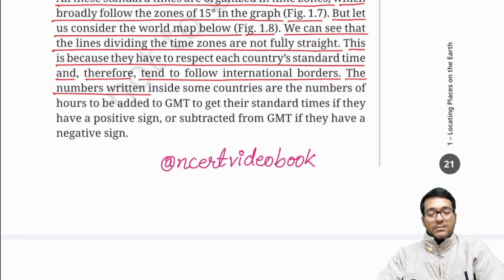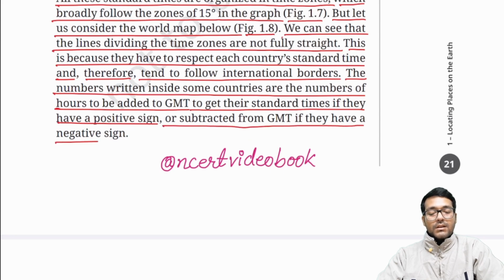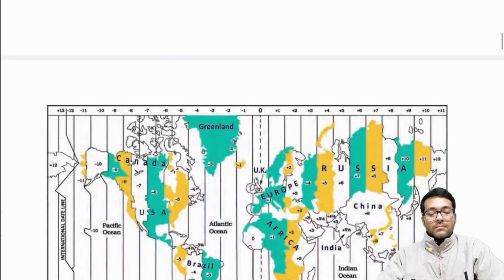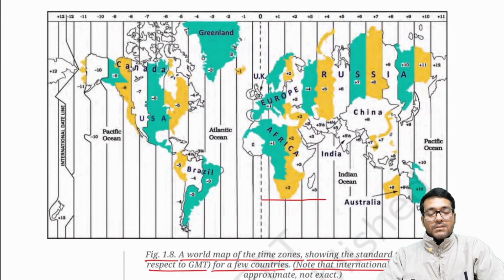The numbers written inside some countries are numbers of hours to be added to GMT to get their standard times if they have a positive sign, or subtracted from GMT if they have a negative sign. Countries to the east of the prime meridian, you can see positive numbers are written. That means to get their standard time, you have to add these numbers to the GMT or Greenwich Mean Time.